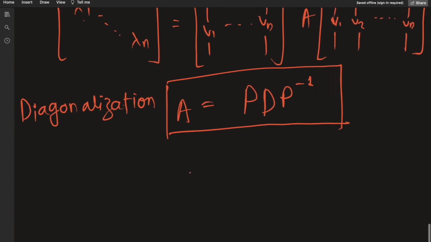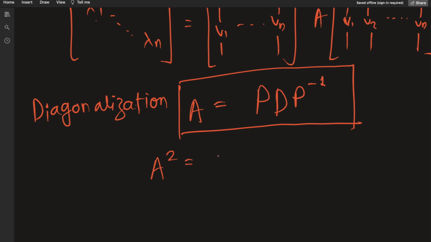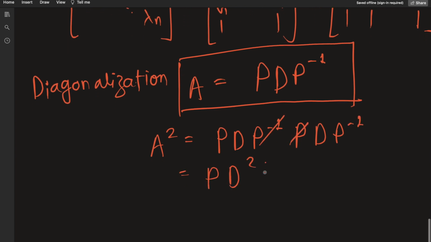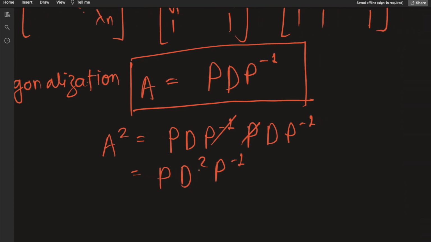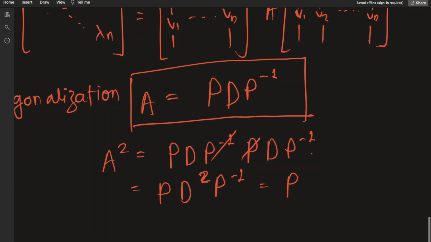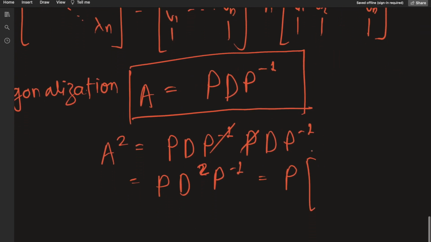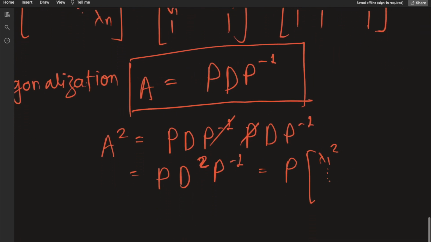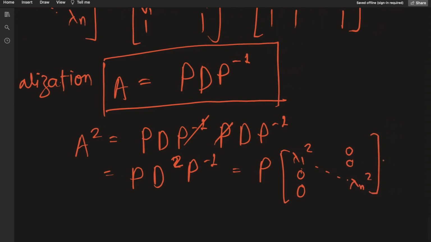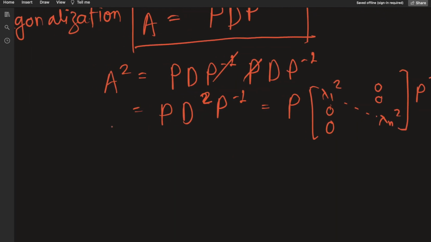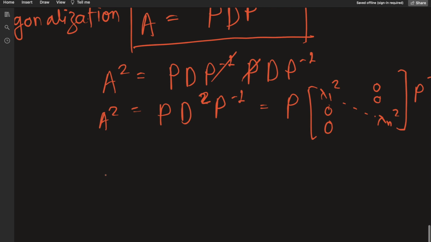And why is this so useful is because if you try to calculate higher powers of A, say A squared, we have PD P inverse times PD P inverse. Now notice these consecutive terms cancel off. We have P D squared P inverse. And the best part about these diagonal matrices is that if you raise them to a power, the diagonal elements just get raised to that power. So in this case, we have lambda squared, everywhere else is a 0, lambda n squared P inverse. And you can do this for higher powers too. So A to the n will be P D to the n P inverse.